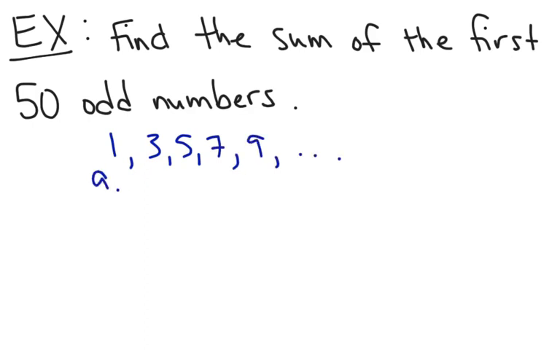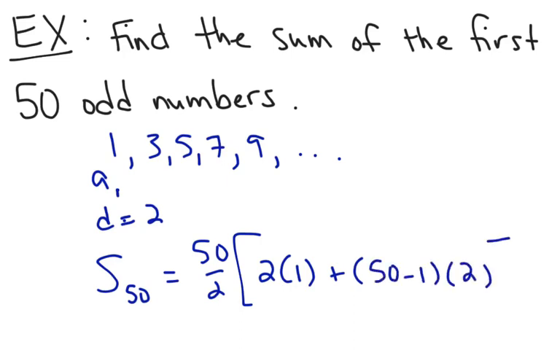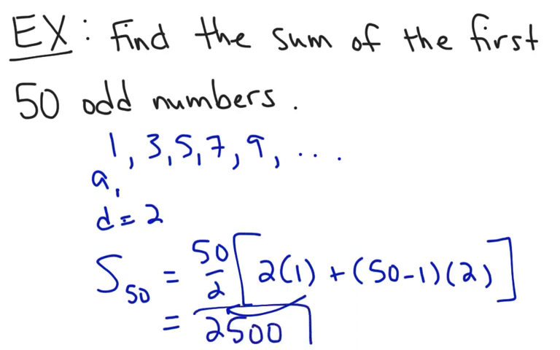So the first term is a sub 1, and the common difference is 2. To find the sum of the first 50 terms, I can just do n divided by 2, times 2 a sub 1 plus n minus 1 times d. Pretty easy. All I have to do is put it in my calculator and then multiply what's inside the brackets by 25, and I'm going to find out the answer is 2,500.